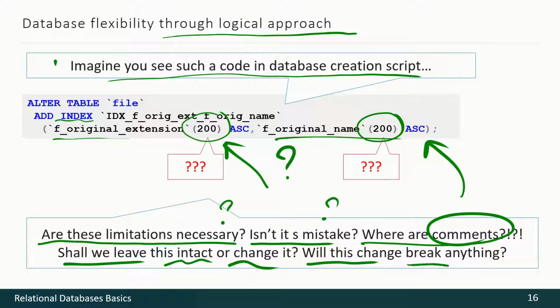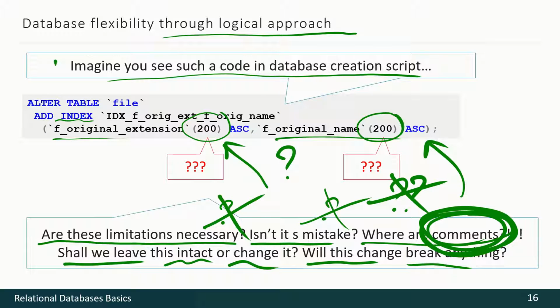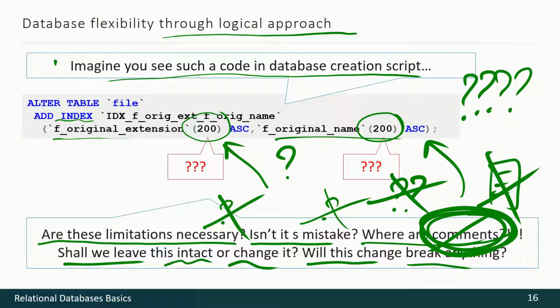Will this change break anything? There are a lot of questions. If we had comments or good documentation, those questions would be gone. But we do not have comments here, we do not have any documentation here. Instead, we have questions, questions, and questions. And it's hard to work in such a situation.